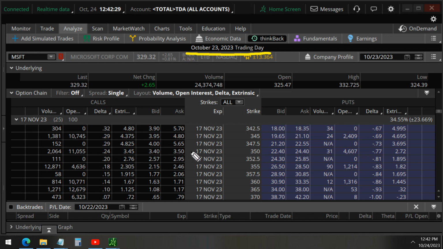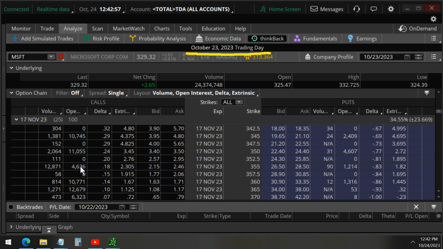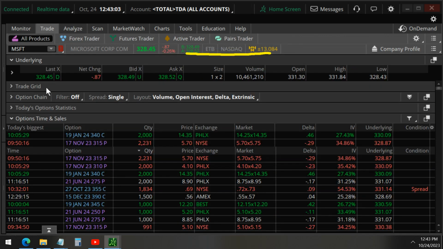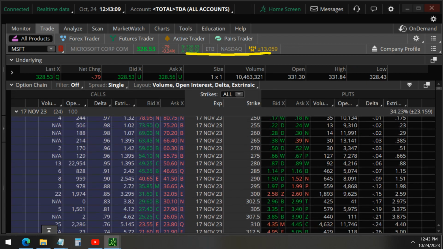What we detected yesterday for the November 17th 355 strike calls, we can see here a volume of 12,000, right? And most importantly, the open interest was 4,600. So we take a look at whether or not these trades were opening, because we know that they were buying them.